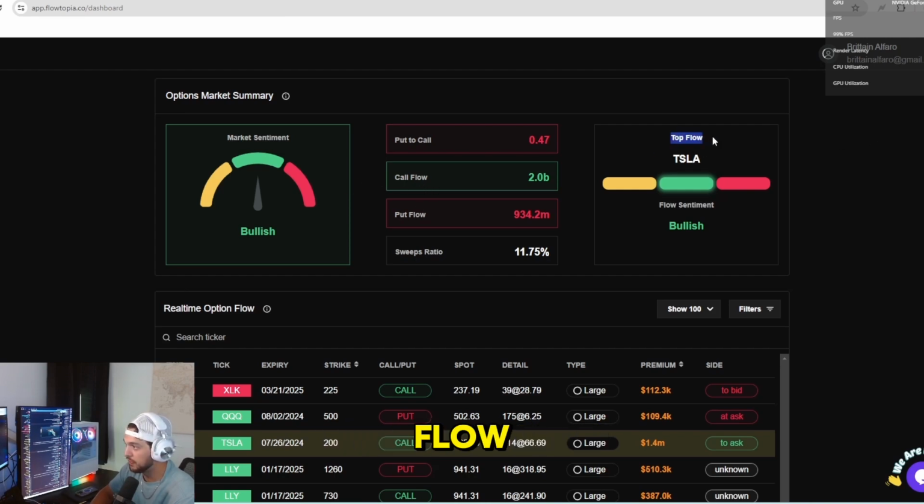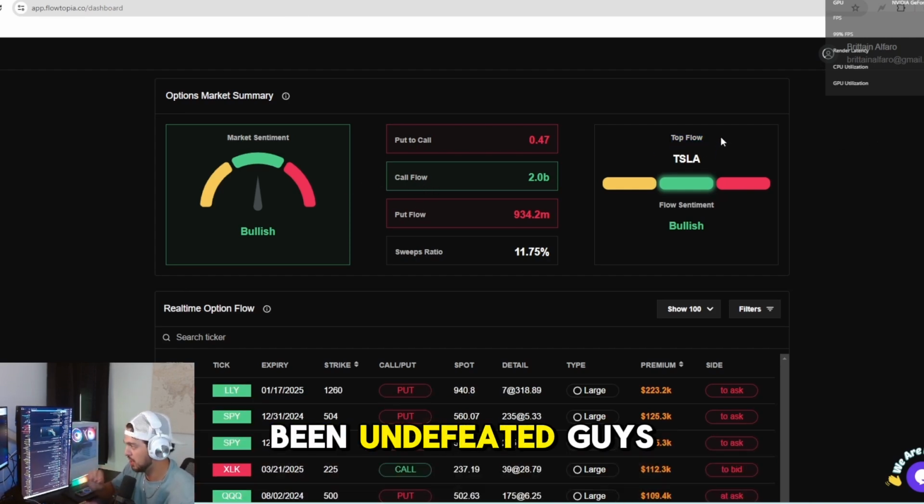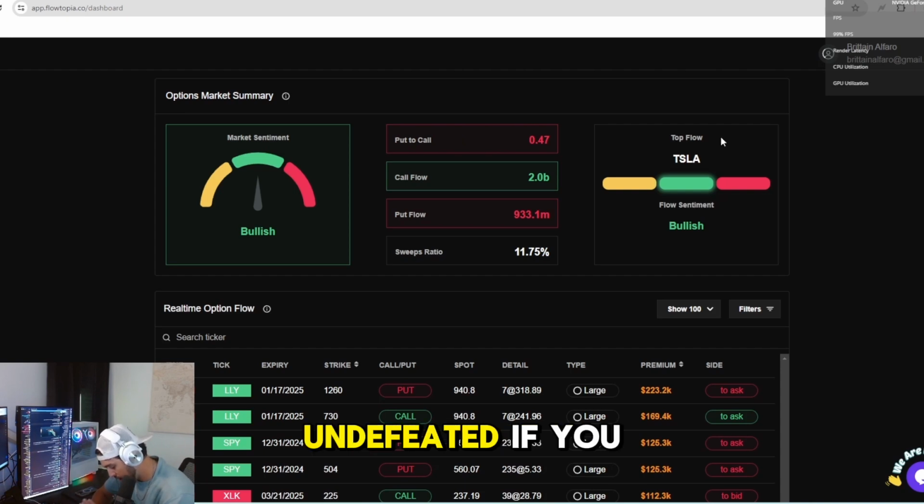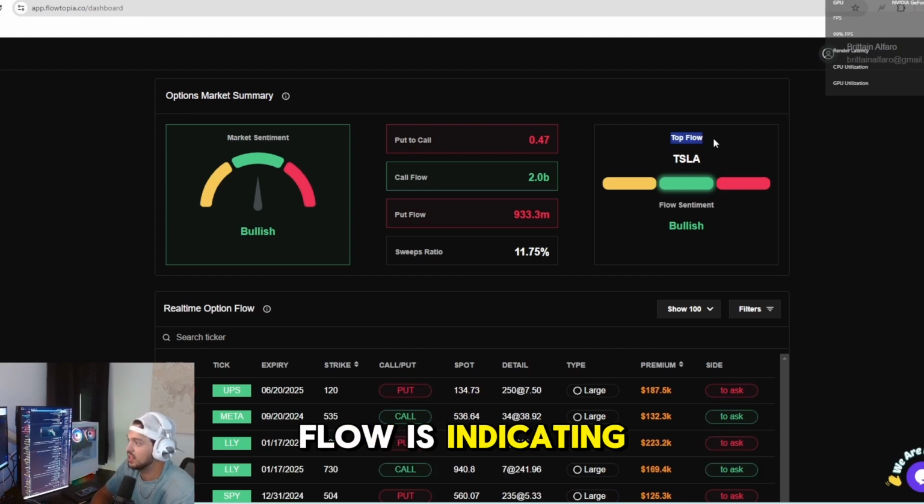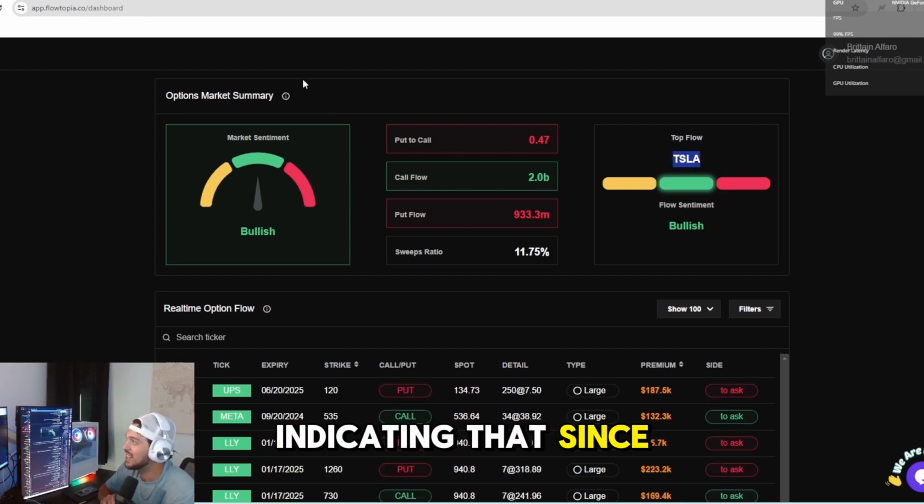And then the top flow. So this has been undefeated, guys. This has been undefeated. If you get Flowtopia.co, you really need to watch the top flow indicator. So the top flow is indicating that Tesla is bullish. But not only that, it's been indicating that since this morning.